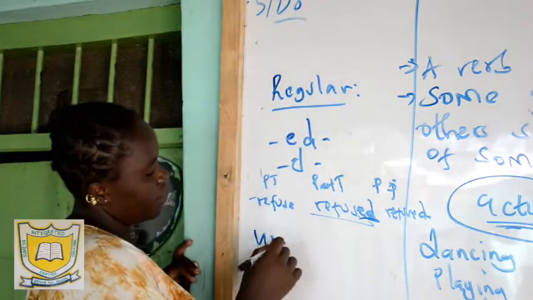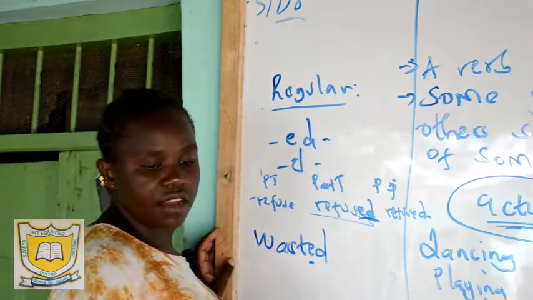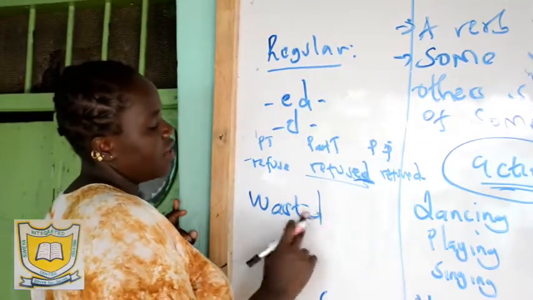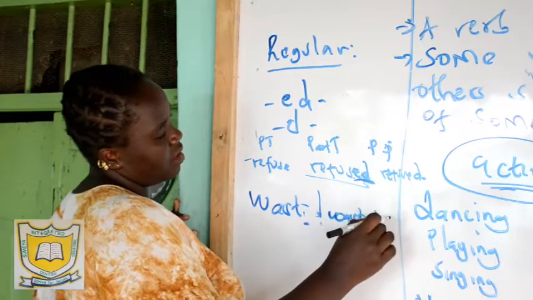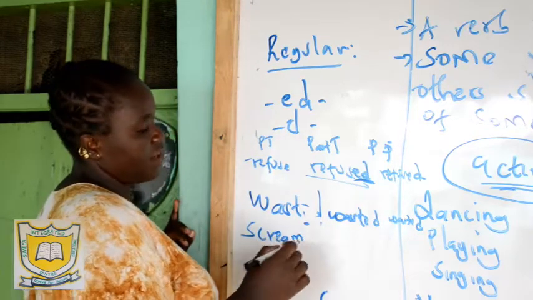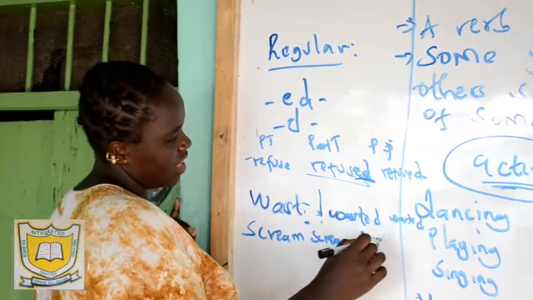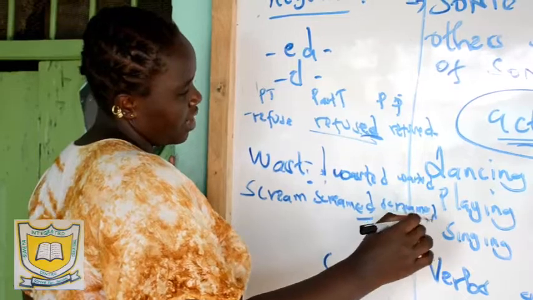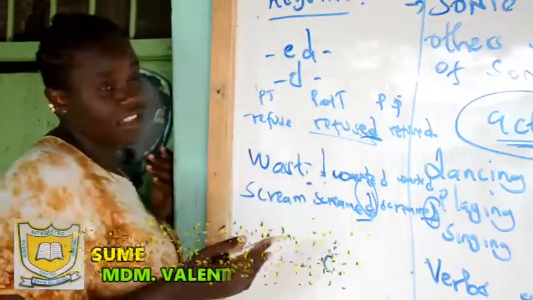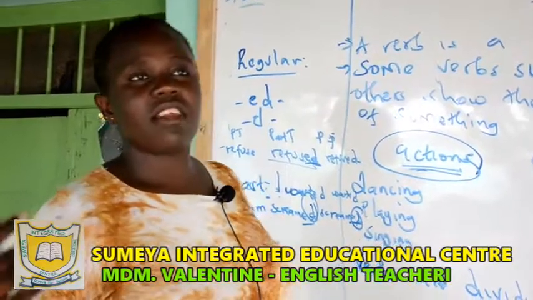You have waste. For example, we can have waste. It ends with an e, so I simply add a d on the verb. So I have waste, and then past tense becomes wasted, and then past participle becomes also wasted. But I have scream. If I want to make the past tense of scream, I'm going to say screamed. I'm adding an ed, and the past participle is also screamed, which adds an ed. So if you see a verb ending with a d or ed in its past tense or past participle, then we call it a regular verb.